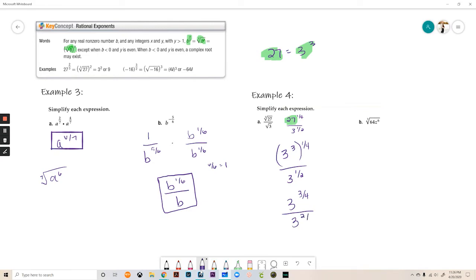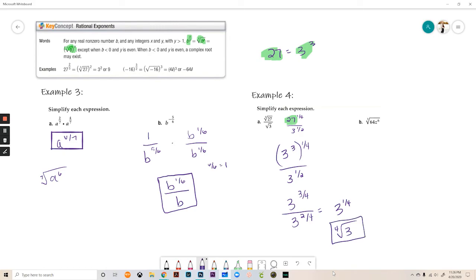Can I just change this to 2/4 so we can see the same thing? What happens to exponents when we're dividing these numbers is we're going to subtract them. So we have 3 to the 3/4 over 3 to the 2/4. We're going to subtract 3/4 minus 2/4 equals 1/4. So this simplified is 3 to the 1/4. And then you could also write this in radical form, 4th root of 3.